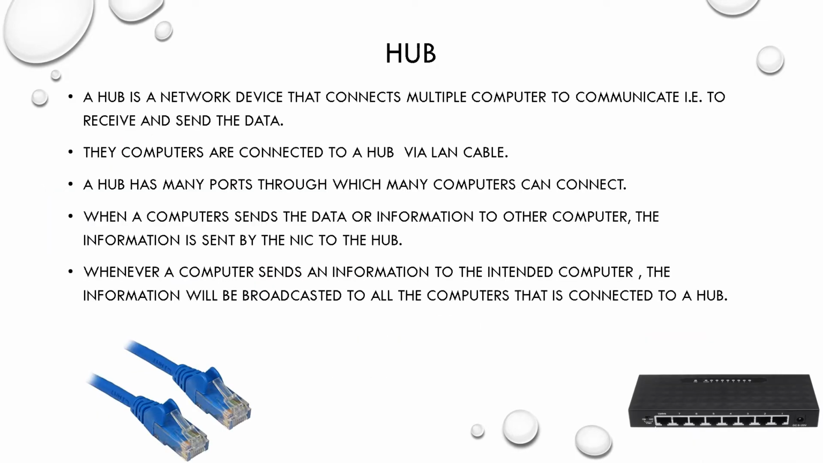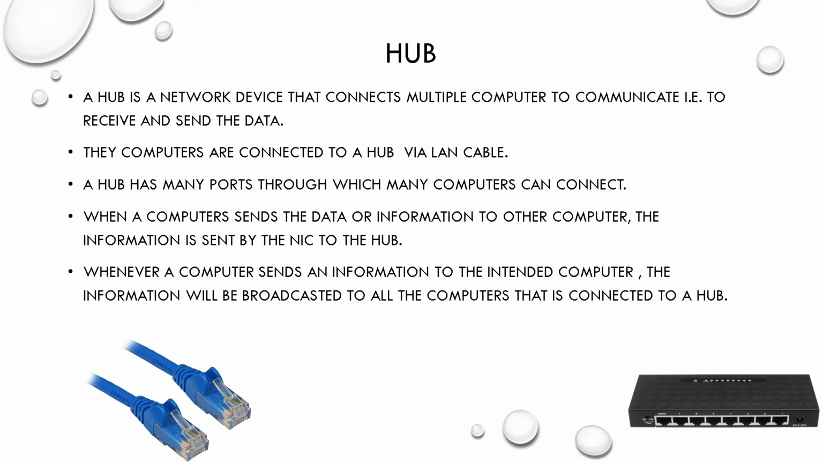Now let us see what a hub is. A hub is a network device that connects multiple computers to communicate, that is, to receive and send data. When there are 2, 3 or more computers, how are they connected? They are connected with the help of a hub. These computers can communicate with each other with the help of the hub, that is, they can send and receive data. These computers are connected to a hub via a LAN cable.